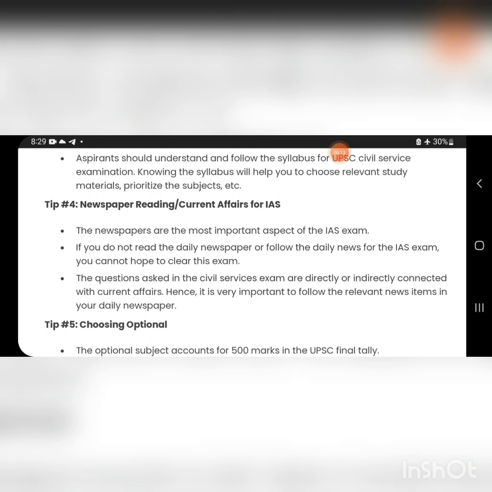So, the questions asked in the civil service exams are directly or indirectly connected with current affairs. Hence, it is very important to follow the relevant news items in your daily newspaper.